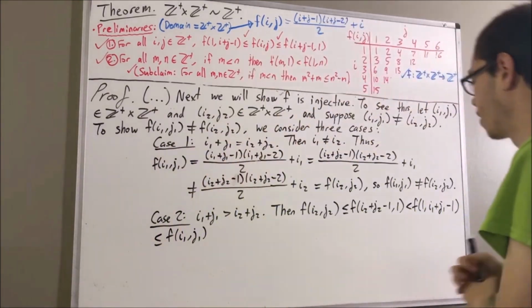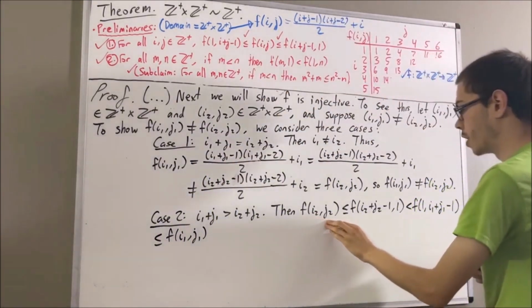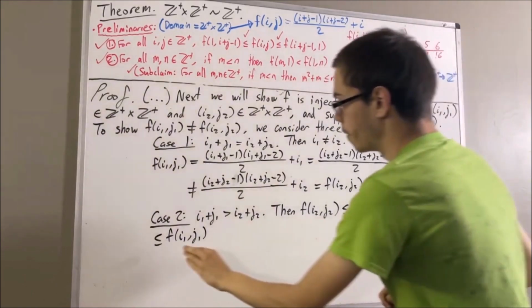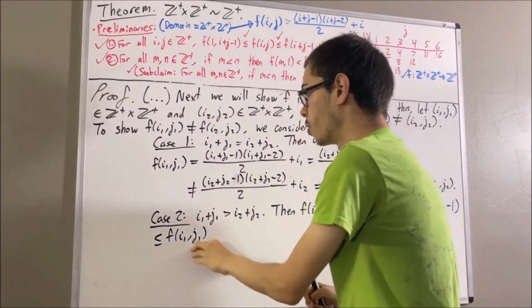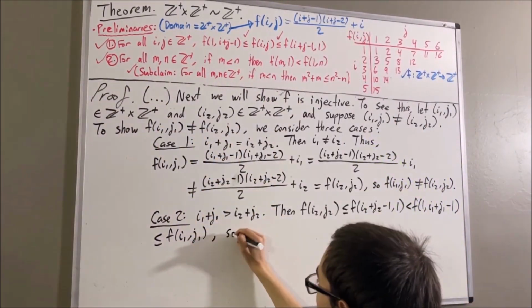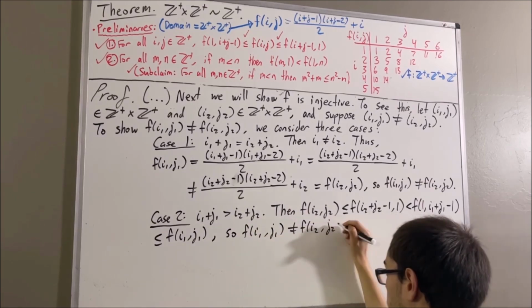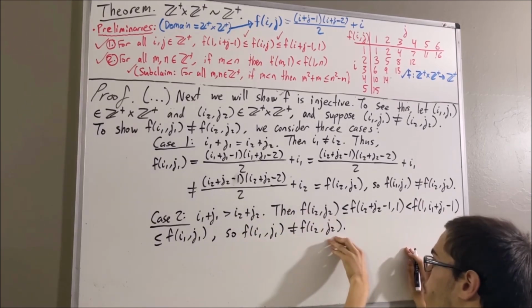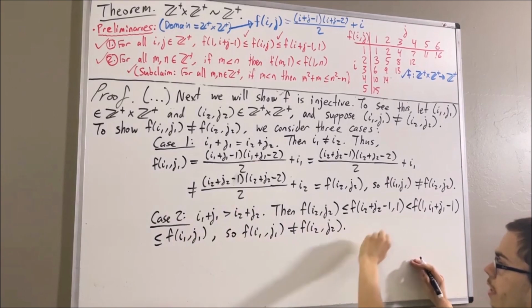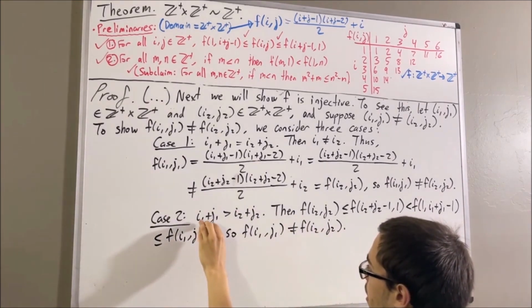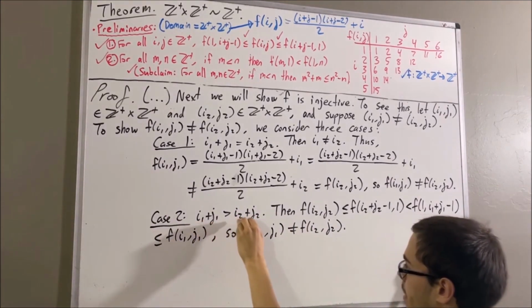So what do we have here? Well, f of I2, J2 is strictly less than f of I1, J1. So they're not equal. And that's exactly what we wanted to prove, so this completes case 2. Now we're going to move on to case 3, where I1 plus J1 is less than I2 plus J2.